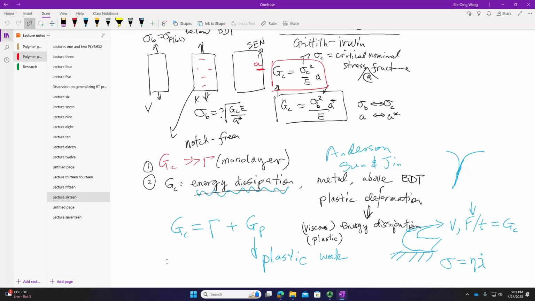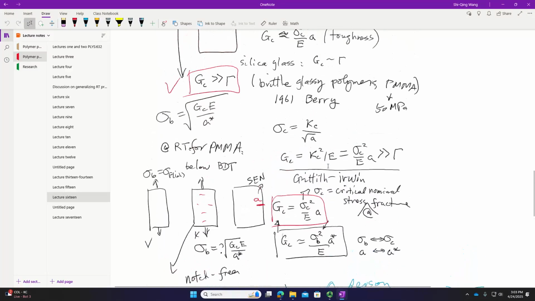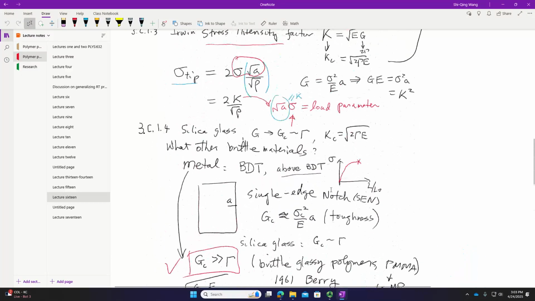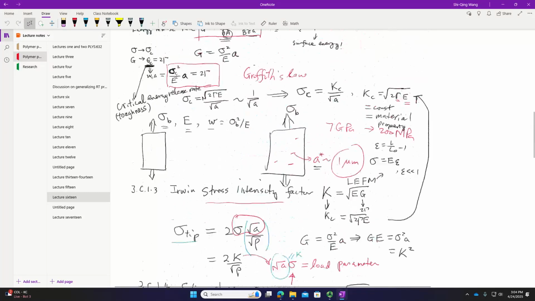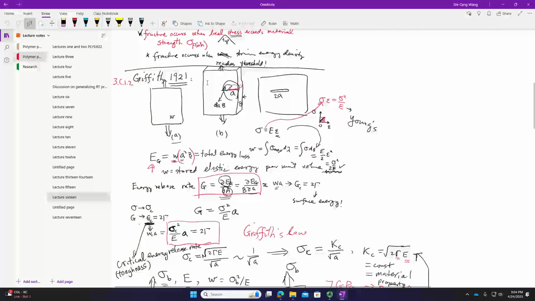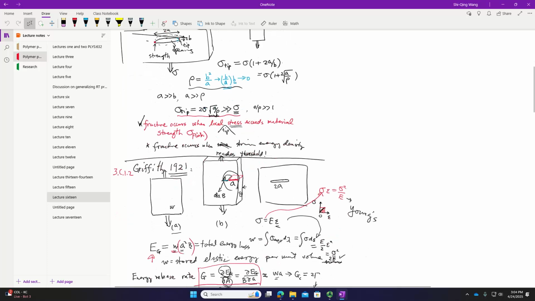So last time, in the last part, I basically tried to review for you what Griffith did. I have not figured out why Griffith was not happy with the discussion of the Inglis result. But he probably thought this was not a very good expression, because when rho is 0, the tip stress becomes infinite. He wanted to attack this problem in a different way.